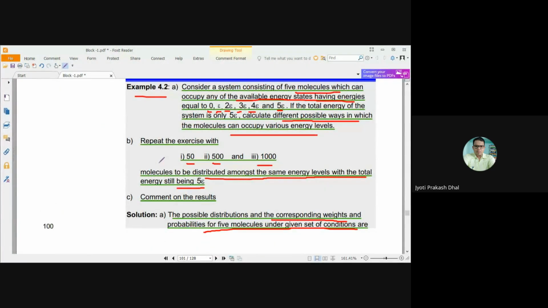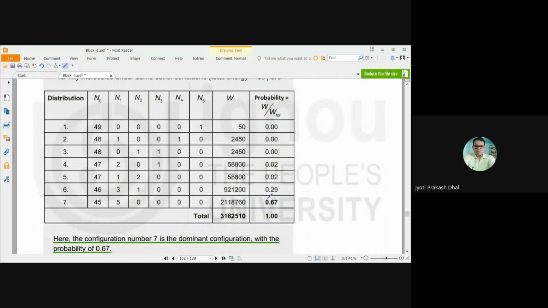Now in the second part, repeat the exercise with 50 molecules, 500 molecules and 1000 molecules so that the total energy will become 5 epsilon. So for 50 molecules, arranged in these 6 energy levels so that the total energy of the system becomes 5 epsilon, the first distribution is like this. We put 49 molecules in the 0 energy level and 1 molecule in the 5 epsilon energy level. So the total energy will become 5 epsilon. And here the probability is 0 because W equals 50.